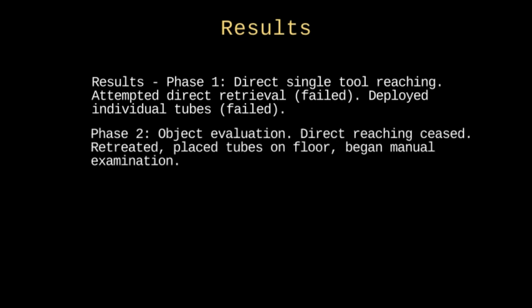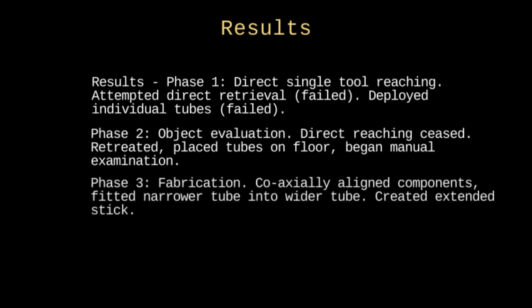Following the failure of the single tool attempts, direct reaching behavior ceased. The subject retreated from the perimeter bars, placed both tubes on the enclosure floor, and began a close manual examination, manipulating and aligning the components. Phase 3: Fabrication and Retrieval.